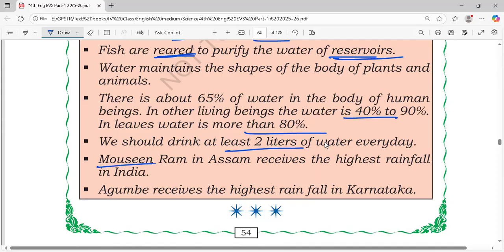Mawsynram. See this place. Mawsynram in Assam. This is not in Assam. This is in Meghalaya. Mawsynram in Meghalaya receives the highest rainfall in India. Agumbe receives the highest rainfall in Karnataka. Agumbe. This is right.